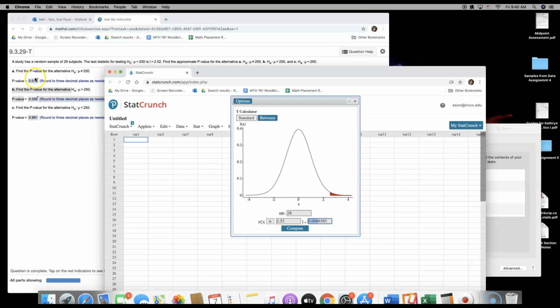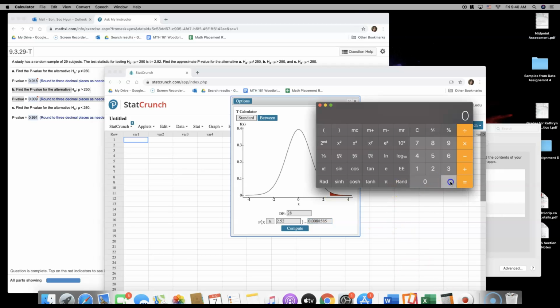Now the first one, you're going to have to find the p-value, and that one is just asking for the two tail. You see, mu is not equal to 250. So using the symmetry, if this little red section is 0.009, then 0.009 times 2, because we have that same exact piece of tail over here for the two-sided. The answer is going to be 0.018. That's how they got the answer for the first one over here.